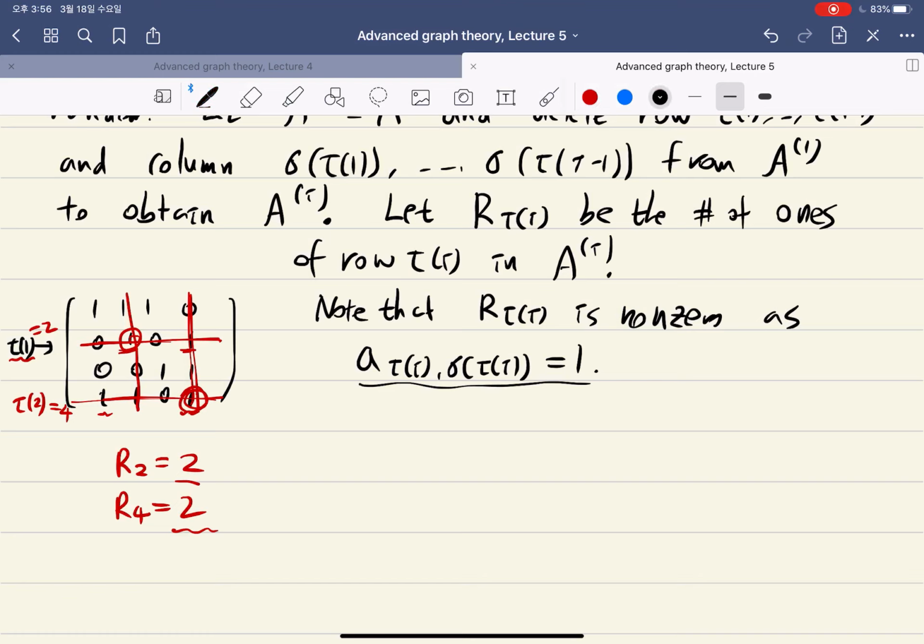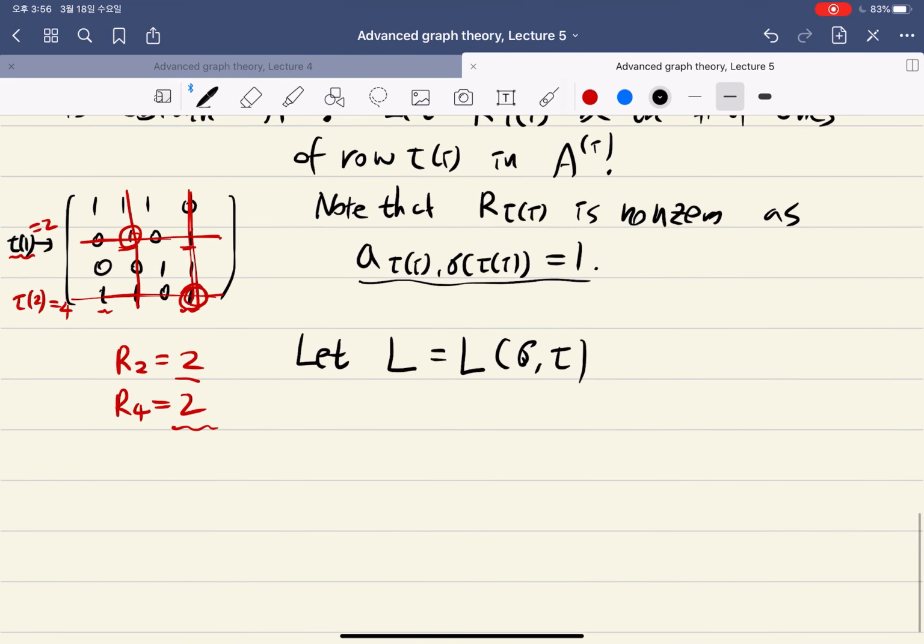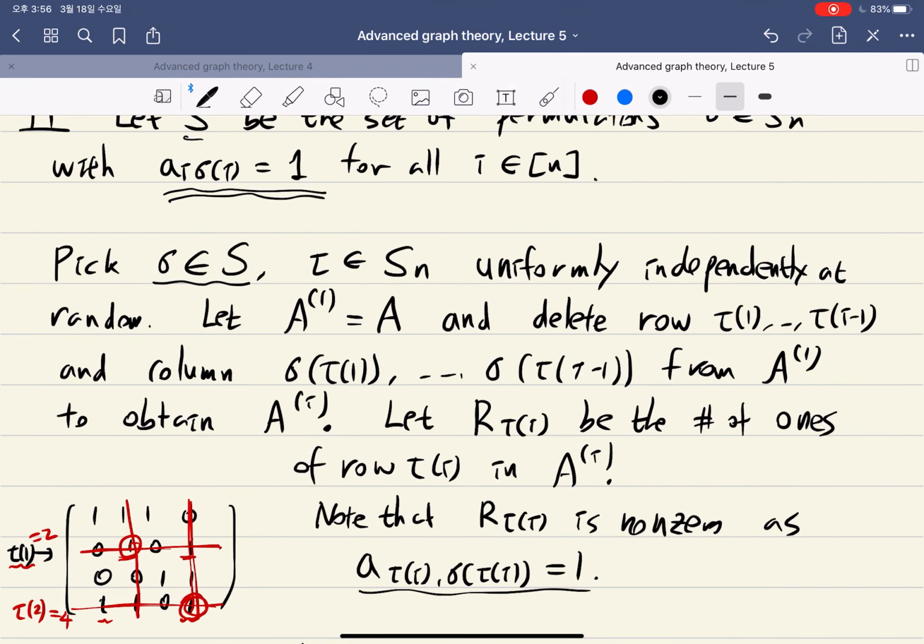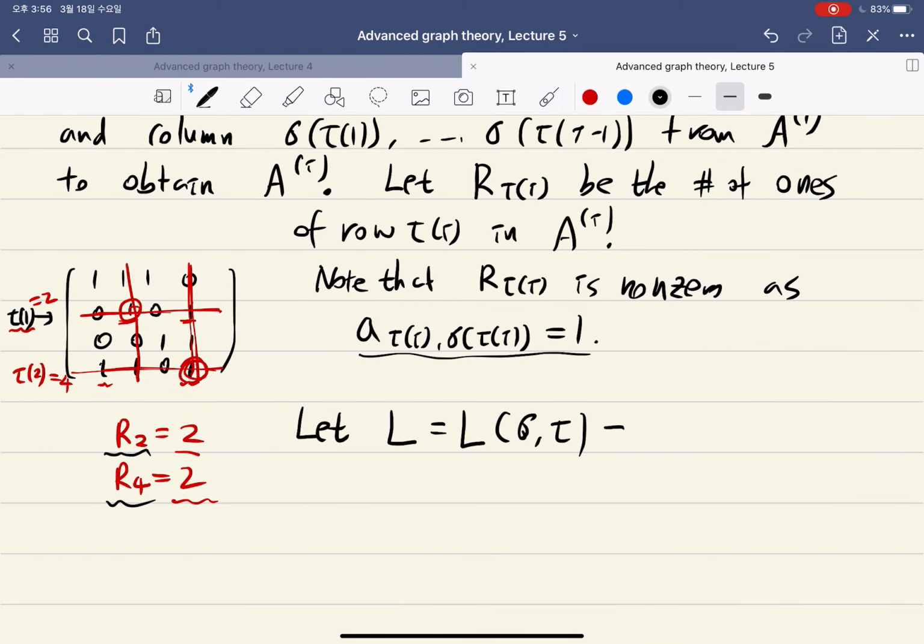And we define random variable L, which depends on this sigma and tau. As sigma and tau are fixed, then these numbers Ri are all fixed. Once sigma and tau are given, then you can compute this. This is deterministic. But this is random variable once sigma and tau are chosen uniformly at random among S and Sn. And you just consider the multiplication of all of this.